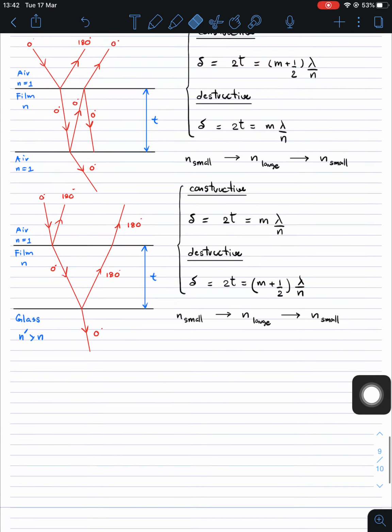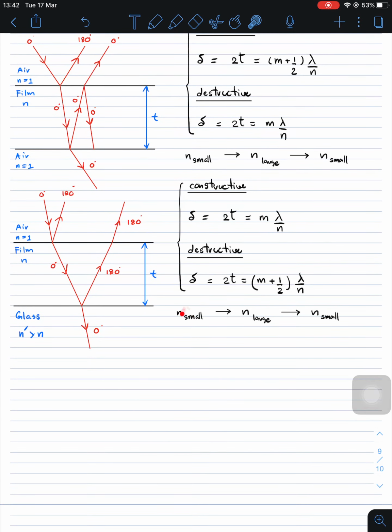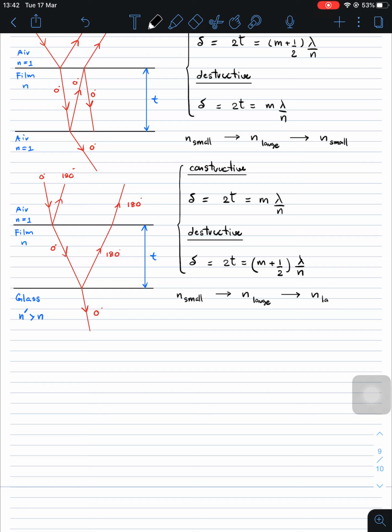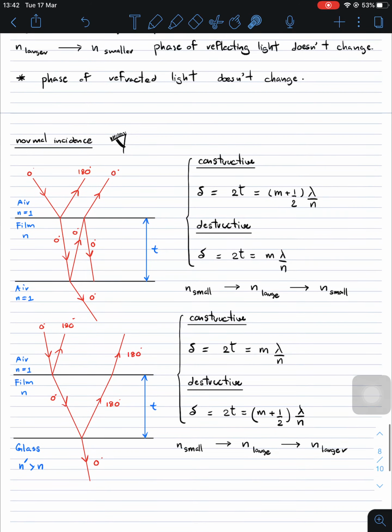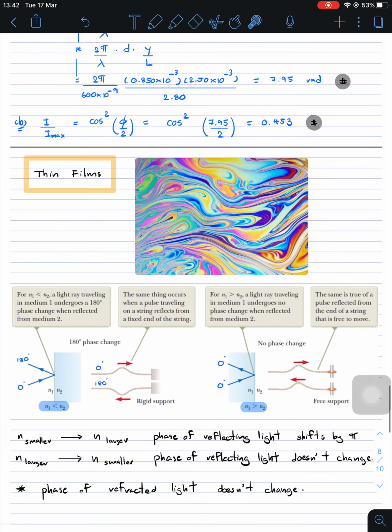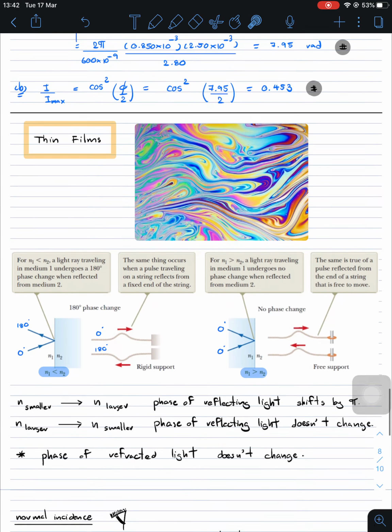So don't forget that this is just for the light getting from the smaller n to the large n and then to the larger n. So this is the thin films that we want to study.